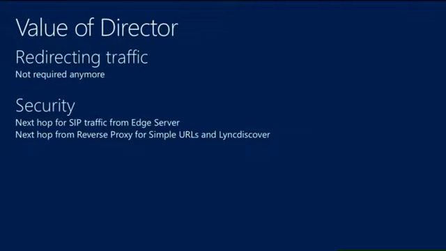For the HTTPS traffic that we publish via the reverse proxy, it's also a next hop for some of it. So the simple URLs and the Lync Discover can be handled by a director. However, as soon as an external user downloads an address book, downloads meeting content, or something like that, the reverse proxy will go directly to the front-end server and publish from there.